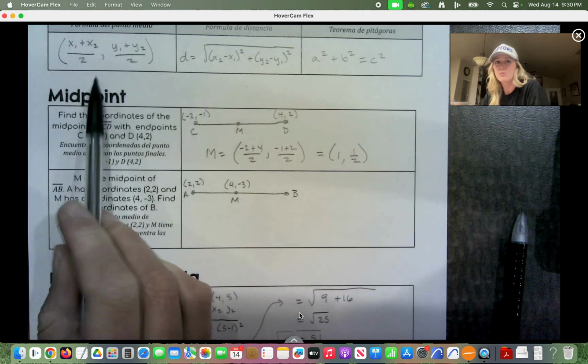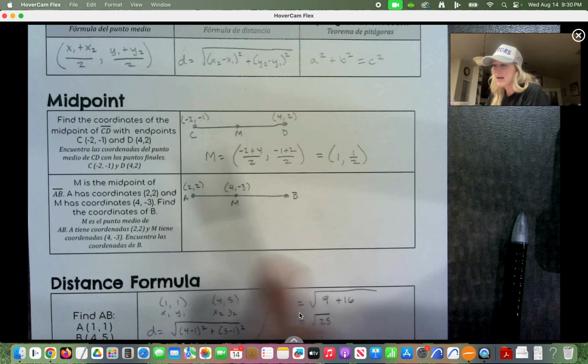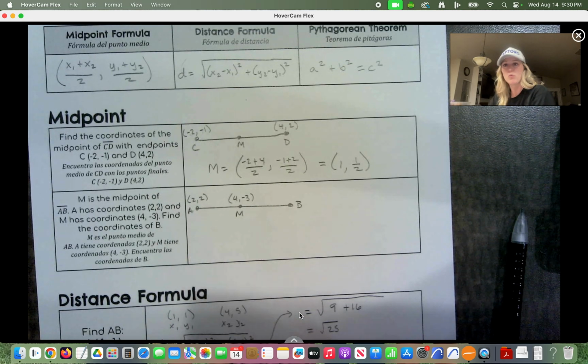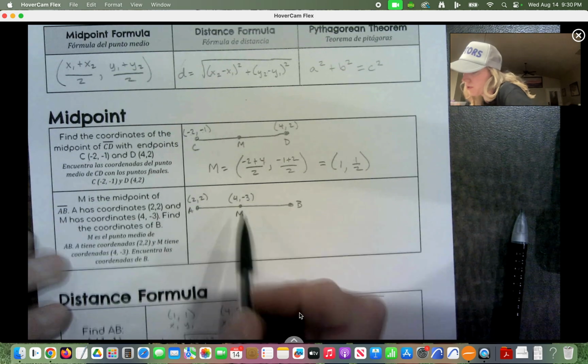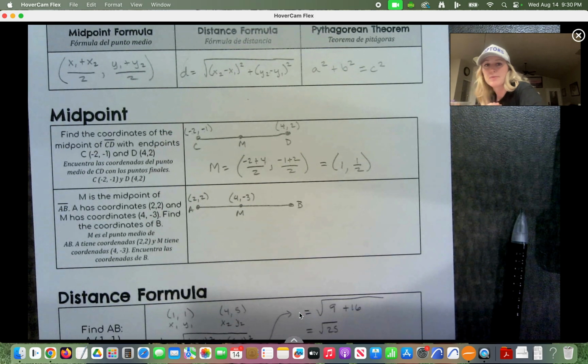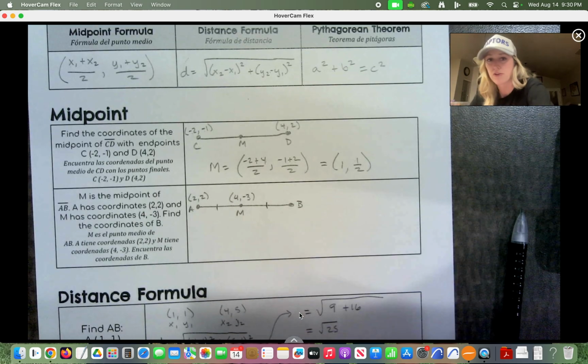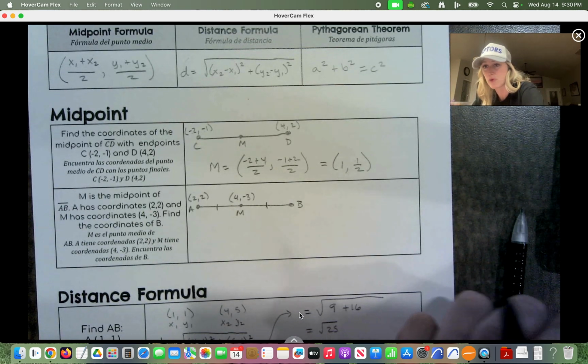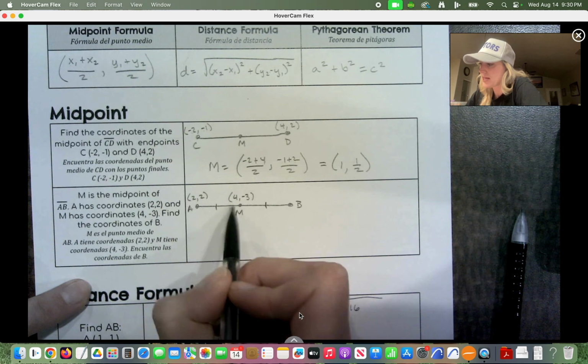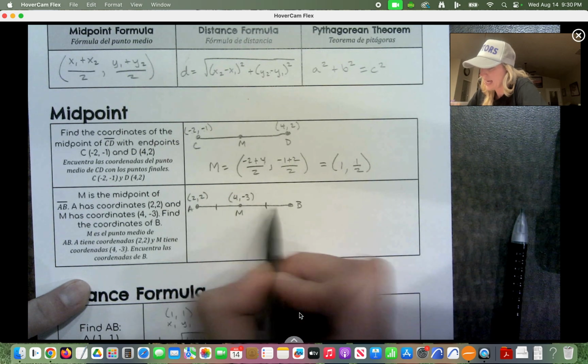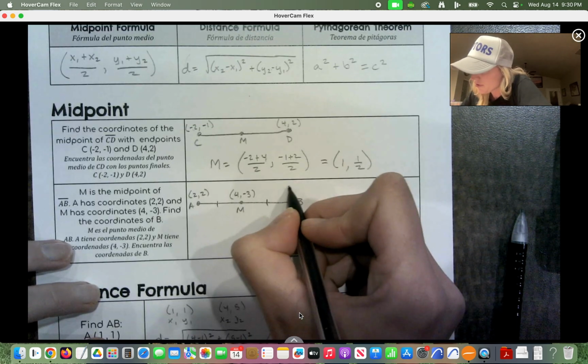So I'm not going to use my midpoint formula on this one because that is for finding the midpoint. We already know the midpoint. So what I'm going to use is what I know about the definition of midpoint. I know that these two segments must be congruent if M's the midpoint. That means the distance from A to M has to be the same as from M to B.